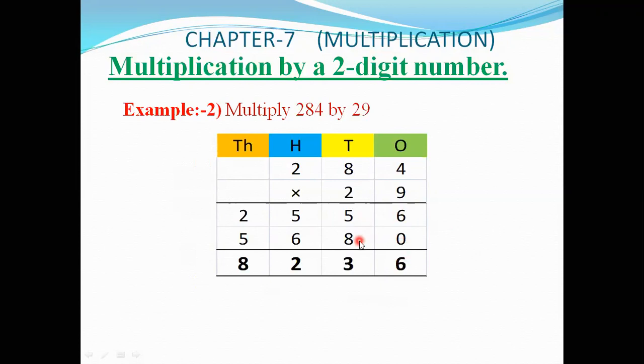5 plus 8, we make 13. Write the 3, and 1 is the carry over digit. And now 5 plus 6 is 11. When we add 1 to 11, we get 12. We write the 2. And 2 plus 5 is equal to 7. And when we add 1, we get 8. Now, in this way, we can multiply a 3-digit number by a 2-digit number.